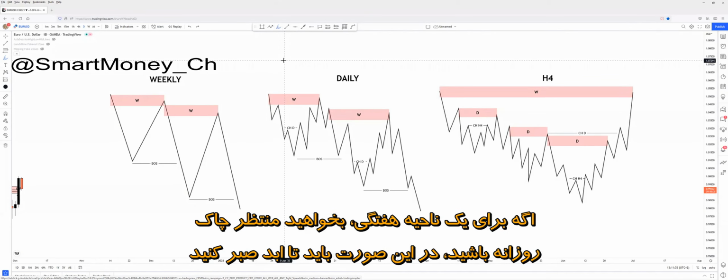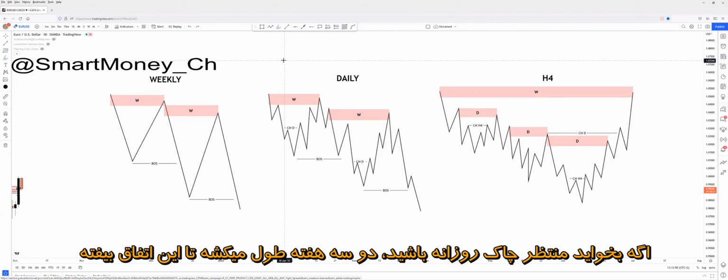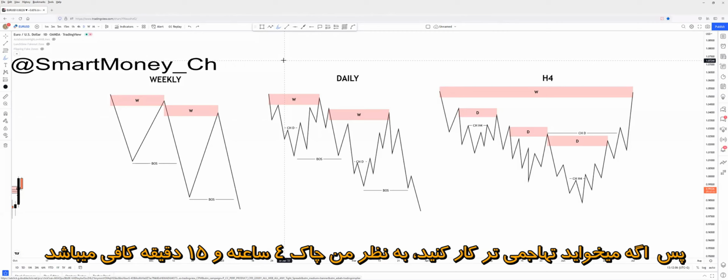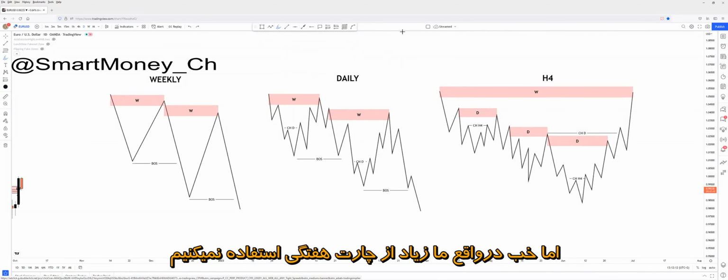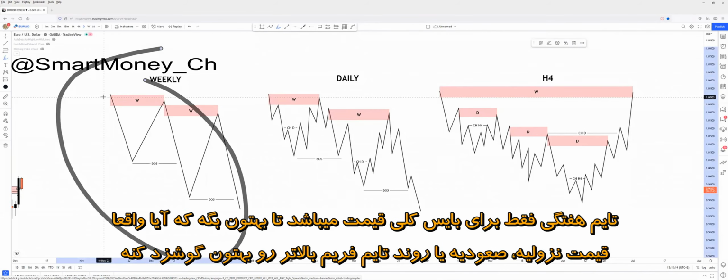waiting for a daily change of character inside of a weekly zone, you will wait for eternity. A daily change of character will take like 2 or 3 weeks to actually happen there. So I would say a 4-hour change of character, or a 15-minute change of character if you want to be really aggressive, will be enough. But we don't really use the weekly chart for that. It's for the real directional bias, which tells you if it's really bearish or bullish, and what the higher time frame trend is.